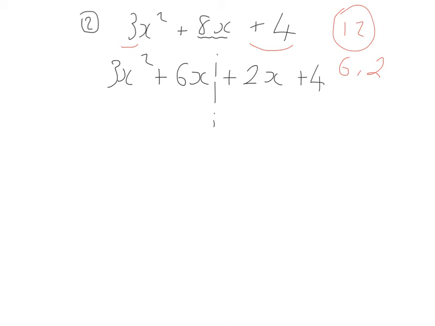Get my dotted line down the middle. Highest common factor from 3x squared plus 6x is 3x. So 3x times what gives me 3x squared, that's x. 3x times what gives me 6x, that's 2. I then find my highest common factor from 2x plus 4, and that's 2. Bracket x plus 2.